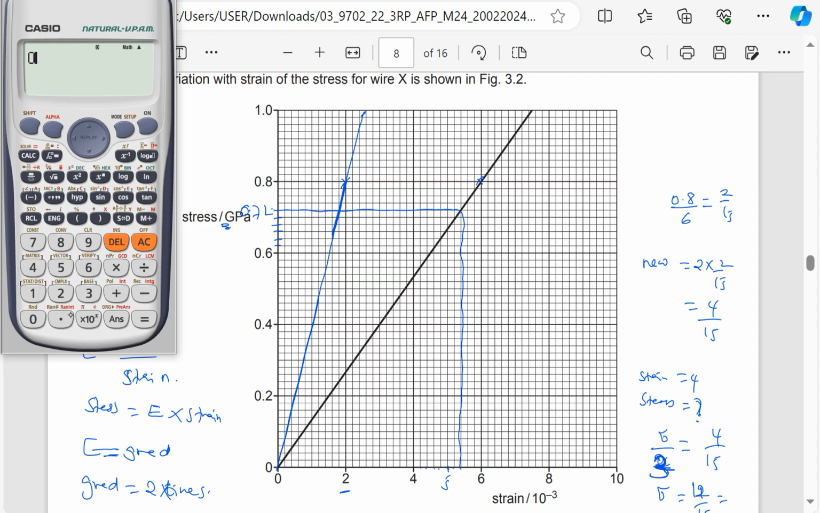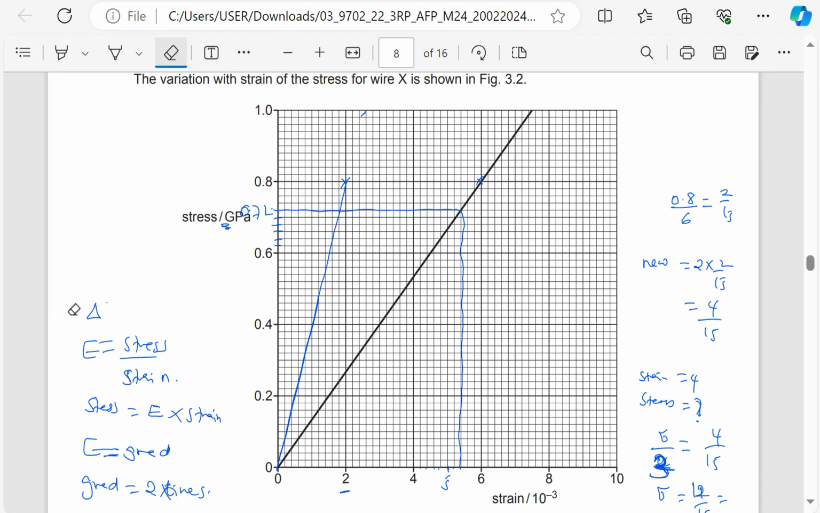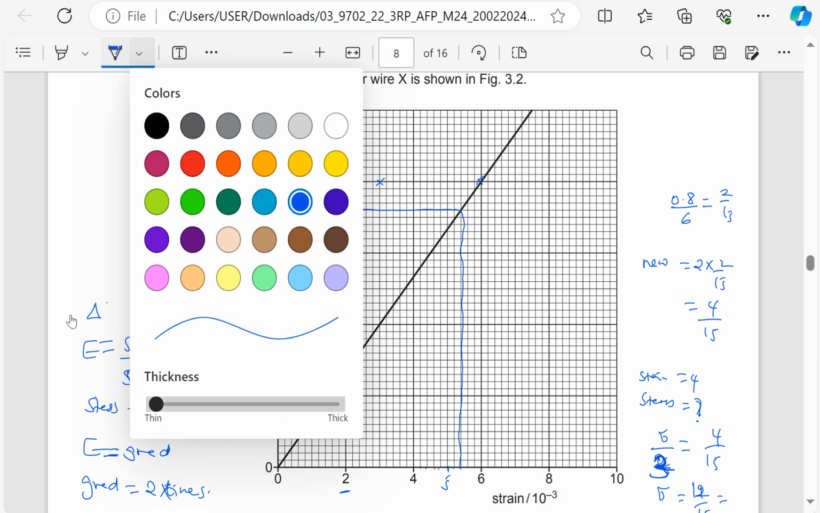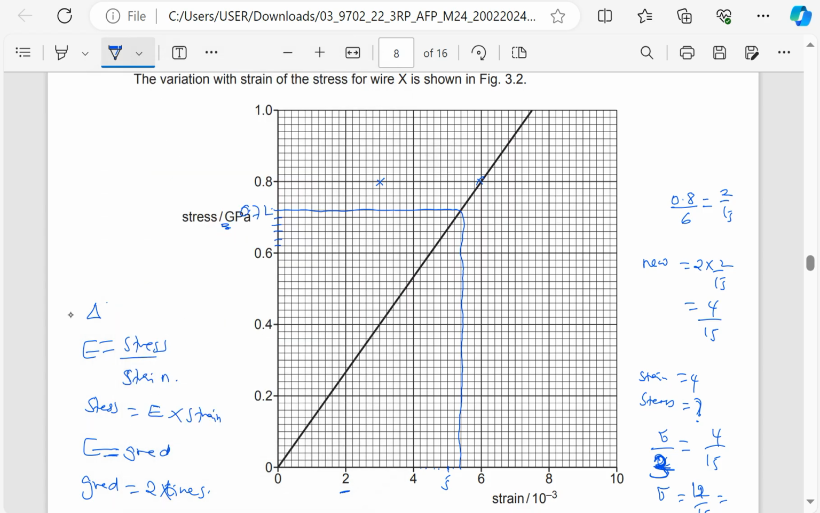This is supposed to pass through 3. I used the 3, not 2, because I chose strain as 3, so it is here. Sorry about that. Let me increase the thickness. Okay, so that would be the new line.